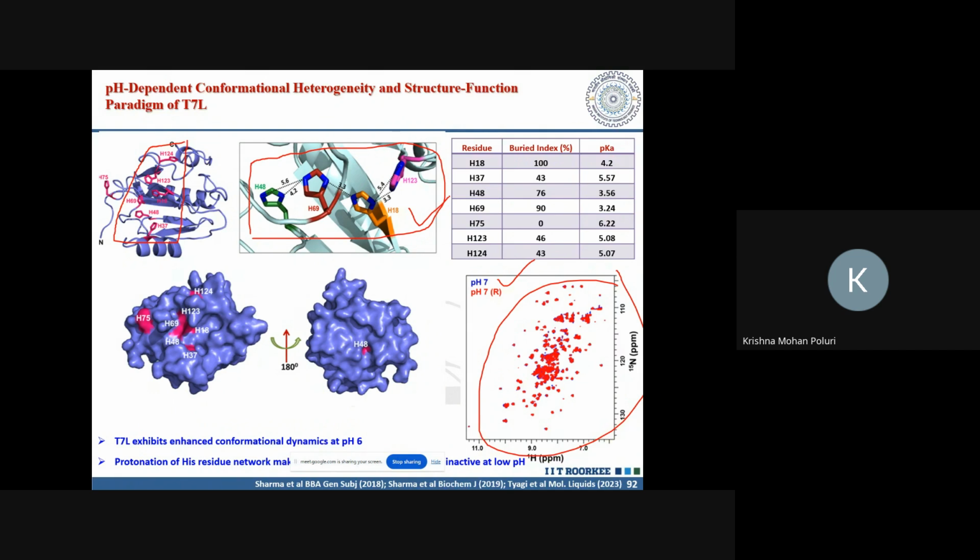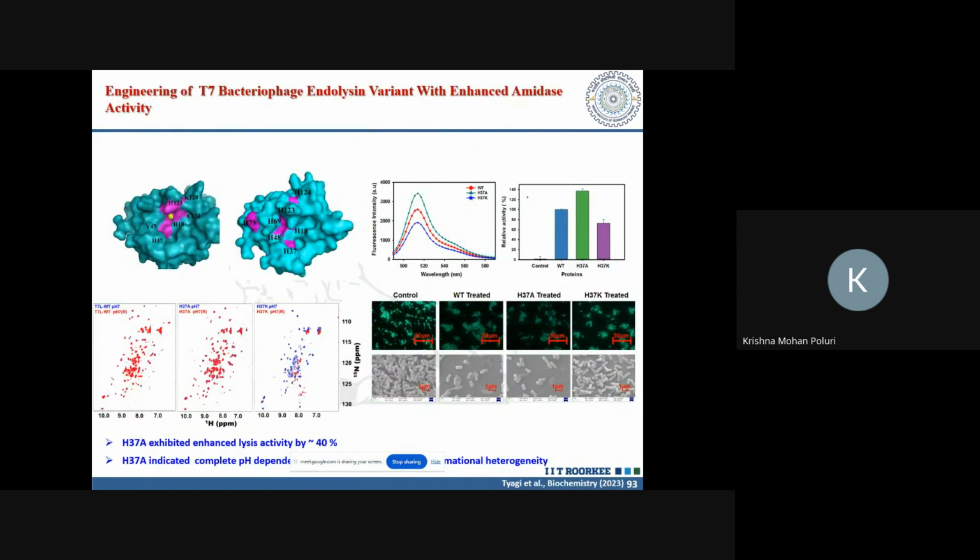So now what we decided is to take one of these histidines so that we can play with it and engineer an enzyme. We didn't touch the binding site, and we have taken one histidine which is a little away from the binding site. Okay, this one. So we generated the mutants.